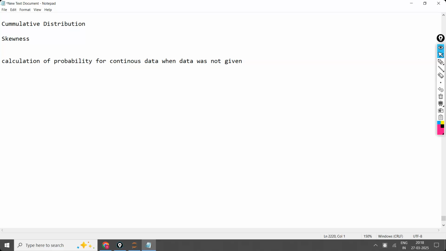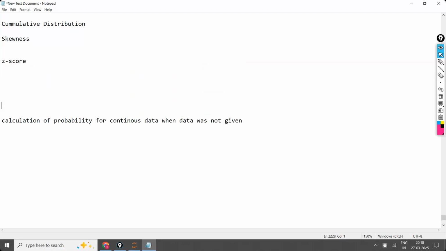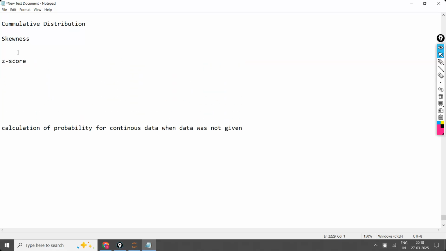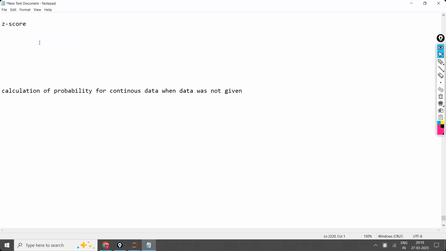The next concept which we are going to call z-score is used for the calculation of probability for continuous data when data was not given. Next one is called z-score.